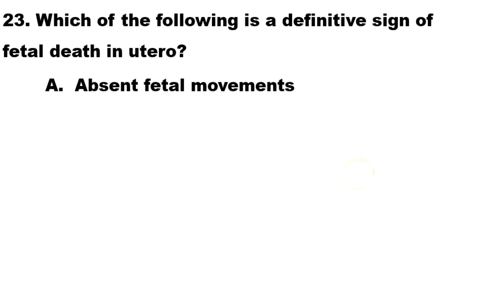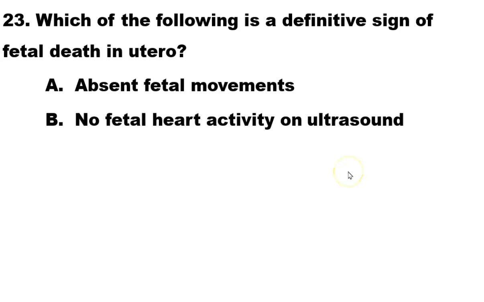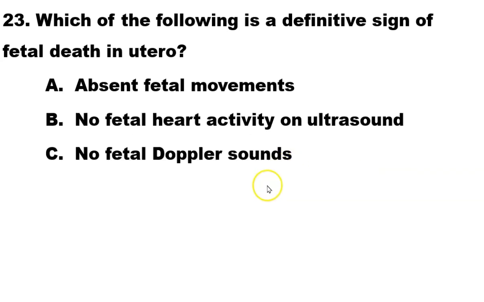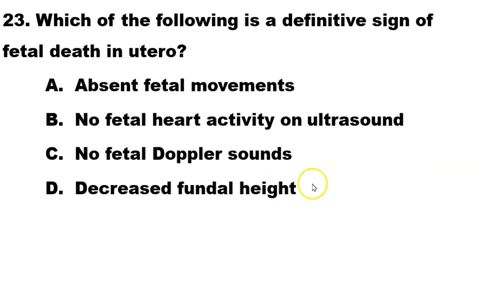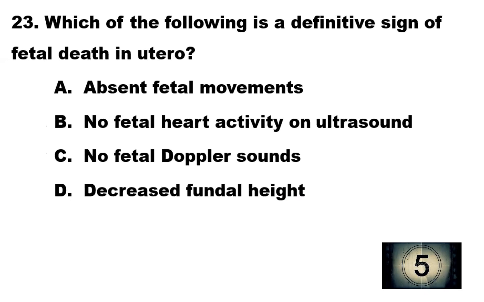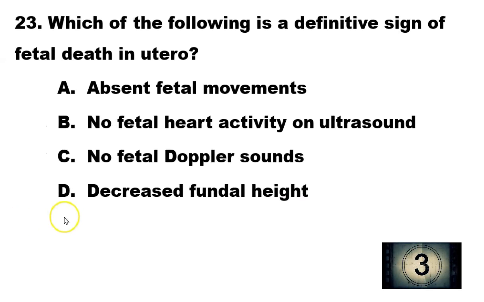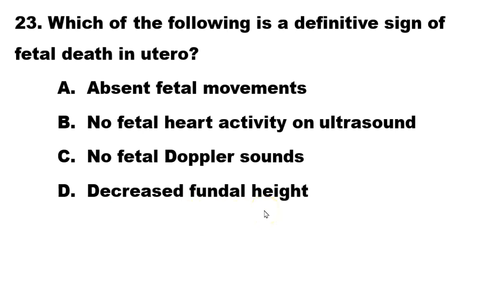The next question, which of the following is the definitive sign of fetal death in utero? A. Absent fetal movement. B. No fetal heart activity on ultrasound. C. No fetal Doppler sound. D. Decreased fundal height. The correct answer is B.